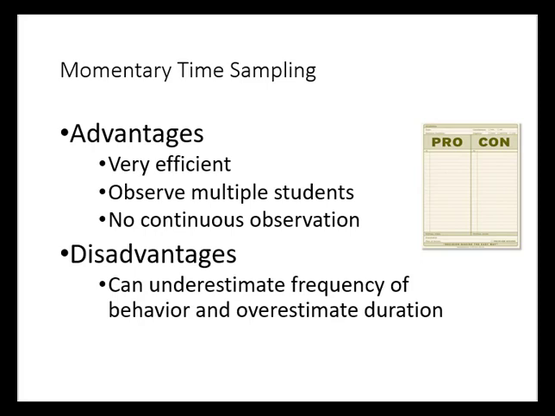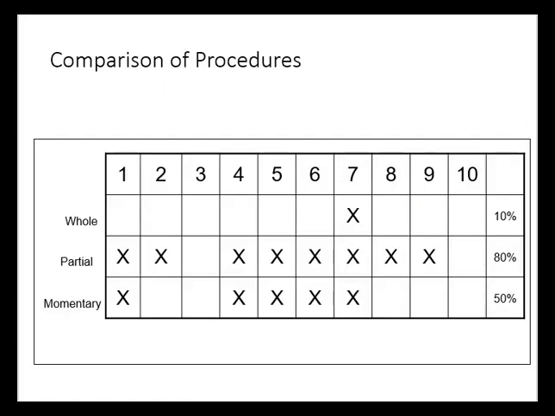The advantage of momentary time sampling is that it's very efficient because you do not have to watch people constantly. It also enables you to collect data on multiple students simultaneously. The drawback is that it can underestimate behavior that occurs only briefly. As you can see on this chart, the recording system that you use can lead to quite different conclusions. Therefore, it is essential that you carefully think about which approach best reflects the behaviors and dimensions of interest.